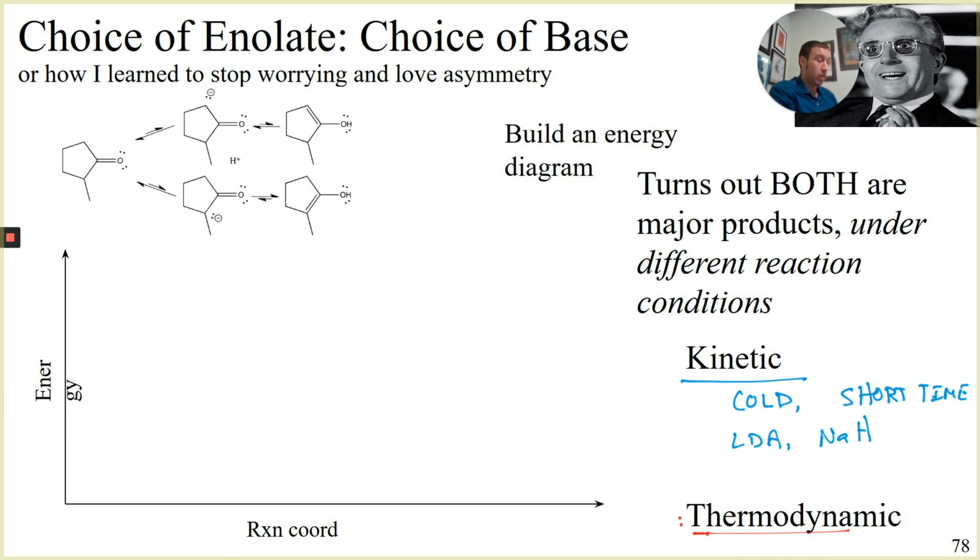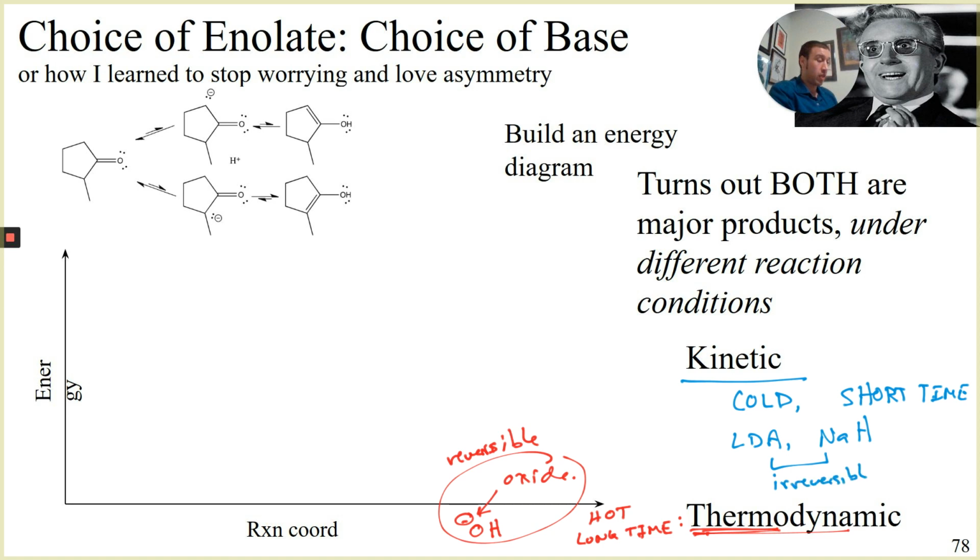For the thermodynamic, we're looking at hot. That's in the name, so that helps out. Usually long times, because what we're doing is pushing for an equilibrium. So we have to push all the way until we get there. And then we're using sodium hydroxide, or ethoxide. We're using some kind of oxide base. The oxide bases tend to be reversible, and the LDA and the sodium hydride tend to be irreversible.